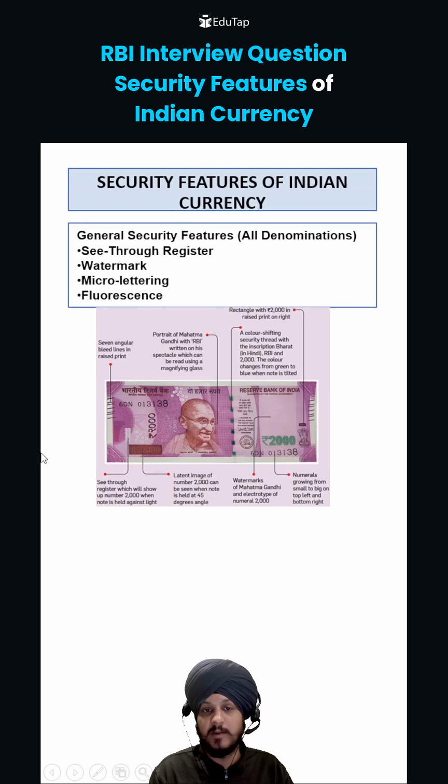As you can see in the image itself, these are small floral designs that are printed on the front and the back side of the note, right? And whenever you hold the note against the light, they perfectly align to form the denomination numeral. For example, if it's a 500 rupee note, you will see the 500 value, and similarly in the other types of notes also. Now, the second feature is basically watermark.